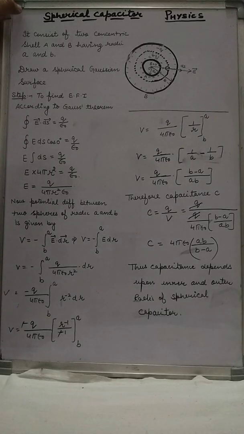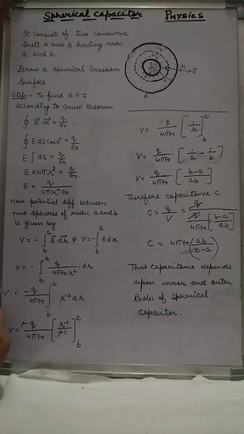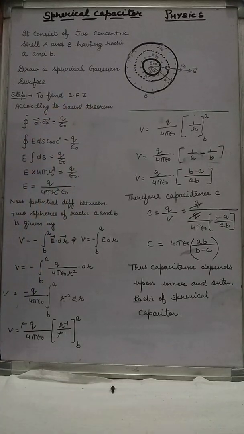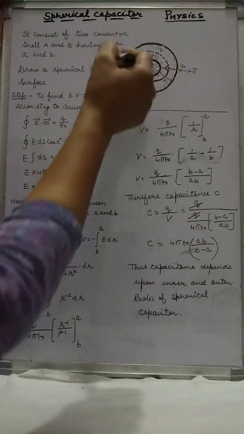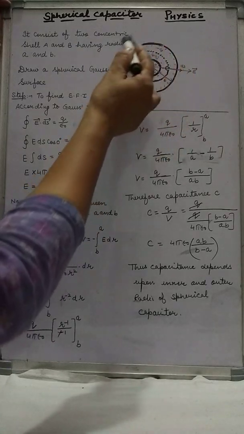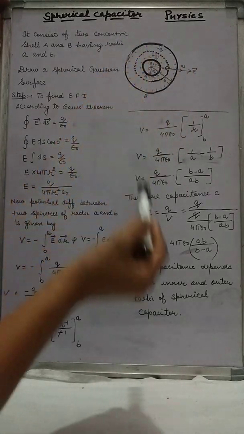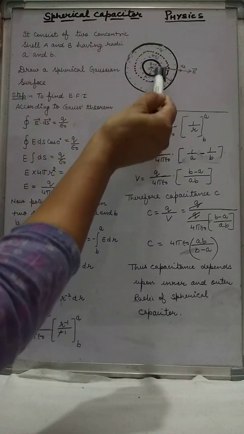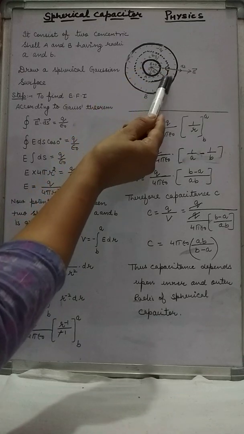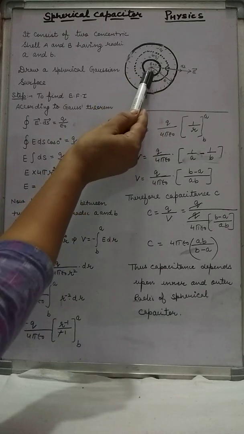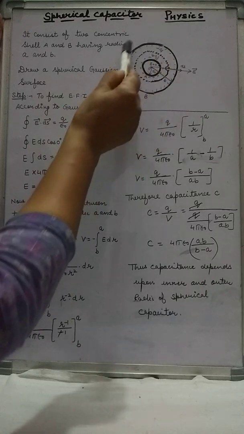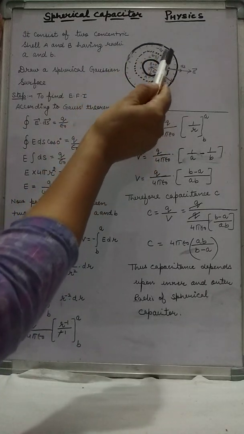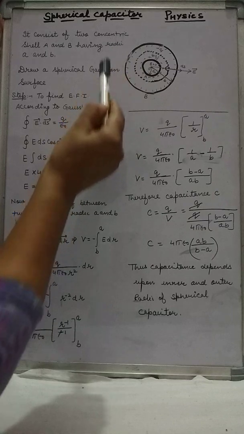So our next topic is spherical capacitors. To calculate the potential of the spherical capacitor, we have to draw the spherical capacitor, meaning a capacitor having two plates, and these plates are in the form of spheres. So this is one plate having radius B, and this plate having radius A. There is a large sphere, and inside this there is a small sphere.